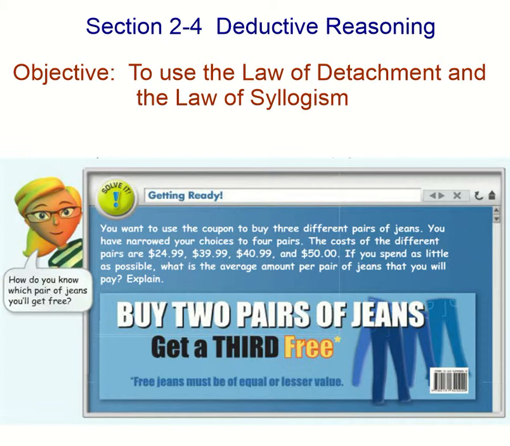Explain. Now, if you notice on the coupon, there's something really important that it says. It says free jeans must be of equal or lesser value. And you're trying to spend as little as possible. And so if you're trying to spend as little as possible, you've got to eliminate one of these 4 pairs of jeans. Which one are you going to eliminate to keep your total as little as possible? I would say you're going to eliminate the most costly pair of jeans.